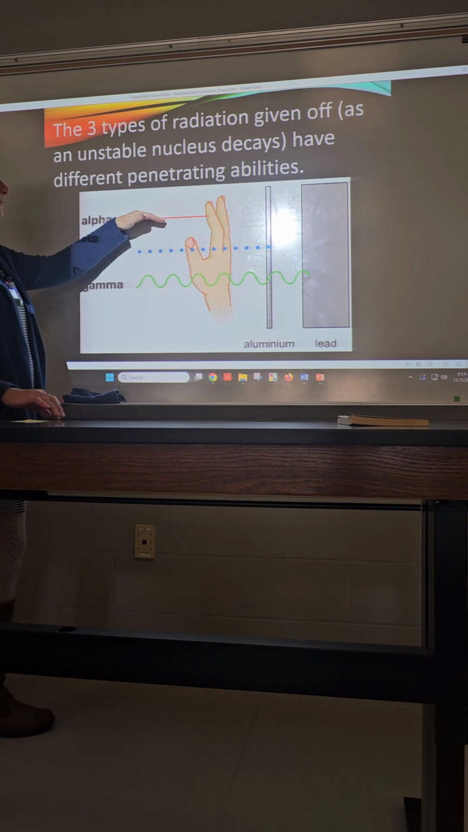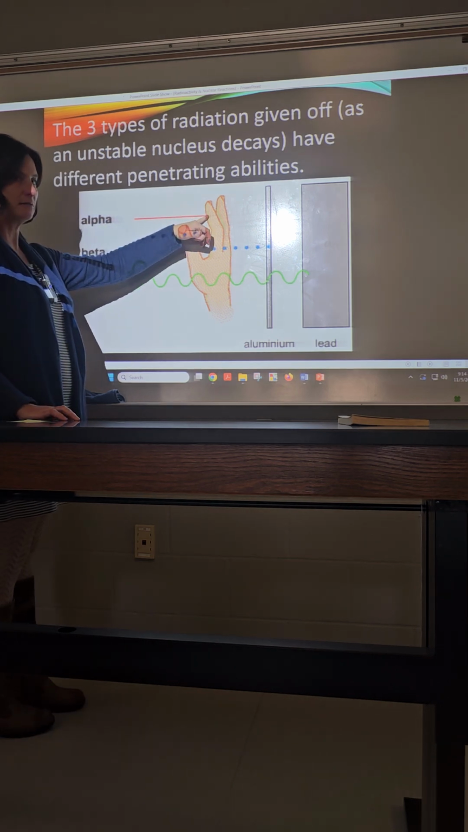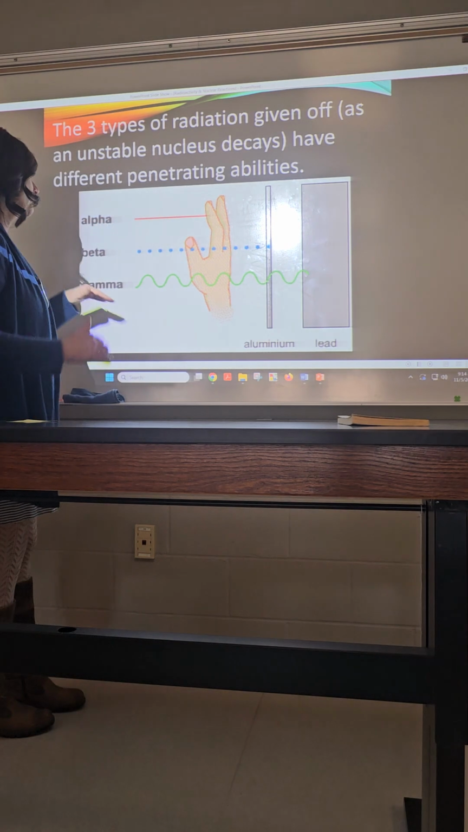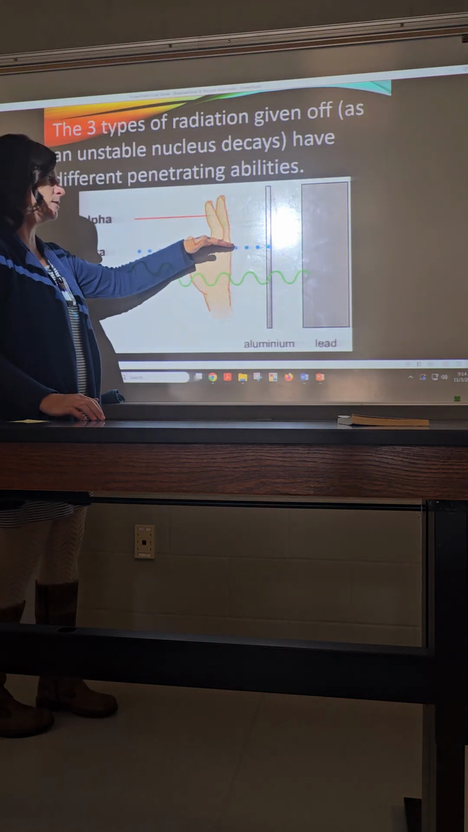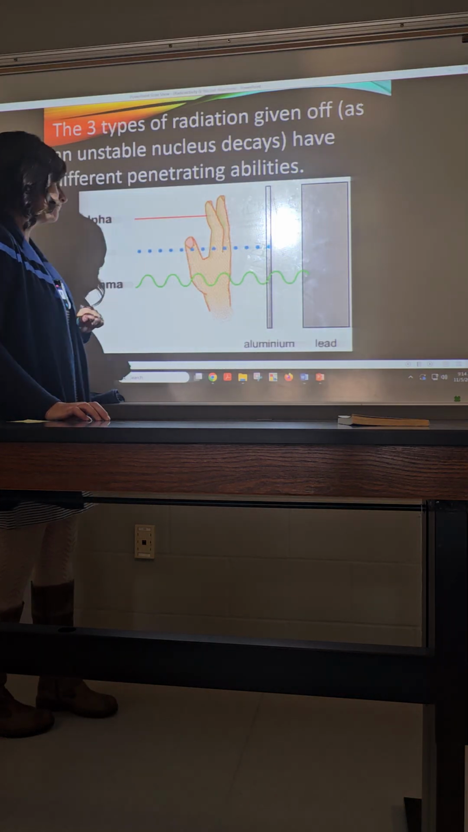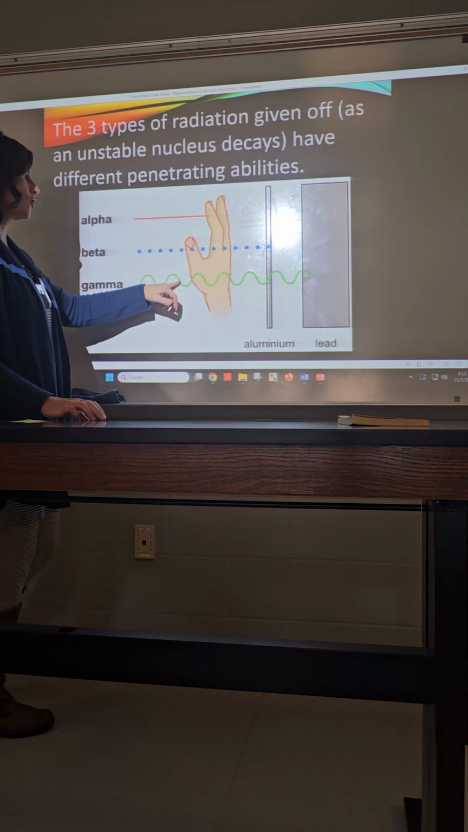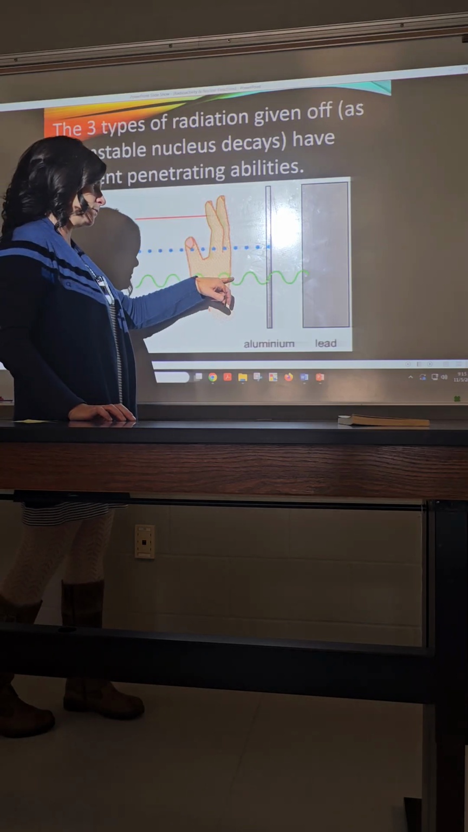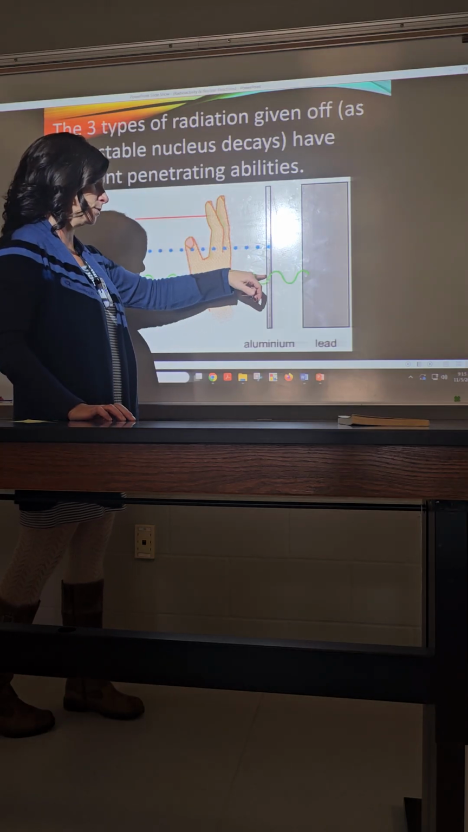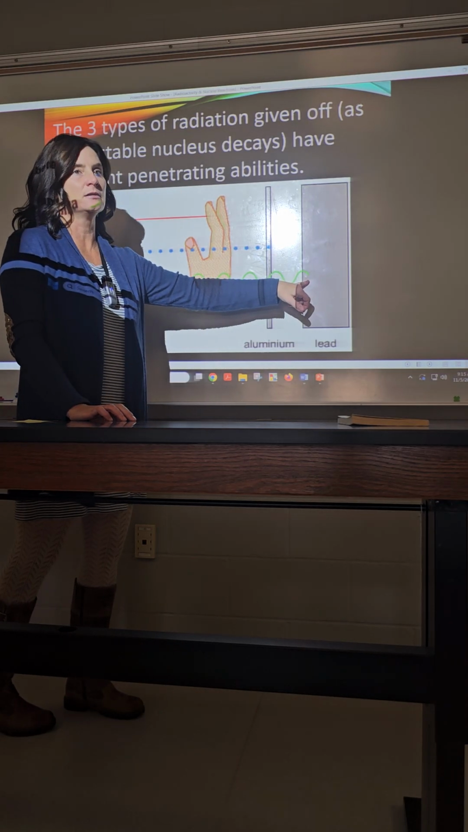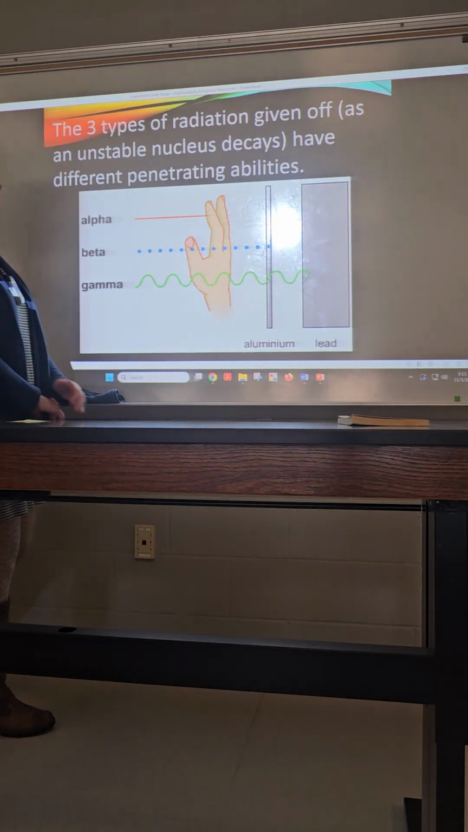The alpha particles get stopped by skin. They cannot penetrate your skin. The beta can go through skin and bone, but they get stopped at aluminum. And then the gamma can go through human bone, flesh, skin, aluminum, but they get stopped at lead. And we'll look at another one where they get stopped at concrete.